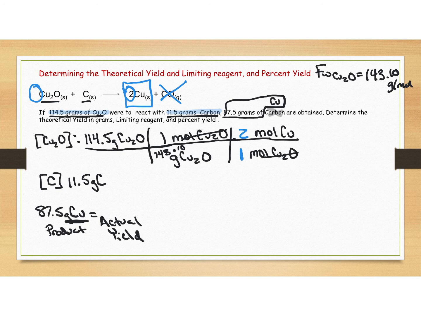Now, I'm not done because I need to go back to grams. So I'm going to go from moles of copper back to grams of copper. Again, I want those coppers to cancel out. So by definition, 1 mole of anything is equal to its atomic mass in grams. So 1 mole of copper is equal to, what's the weight of copper on the periodic table? 63.55.